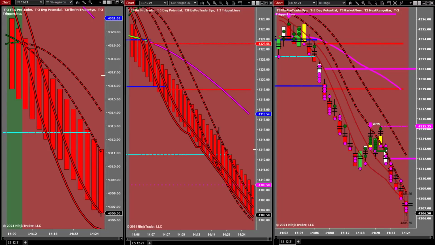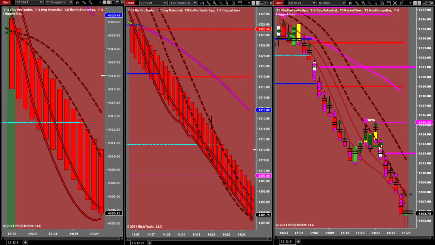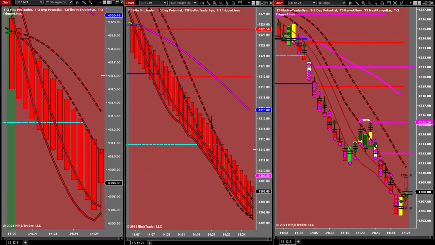And again, this is where maybe the 5-1 chart looked perfect for a trend trade short. I don't really know if it did, but the trigger lines definitely said it was okay. If it didn't, then you might not have taken it, which is okay too.